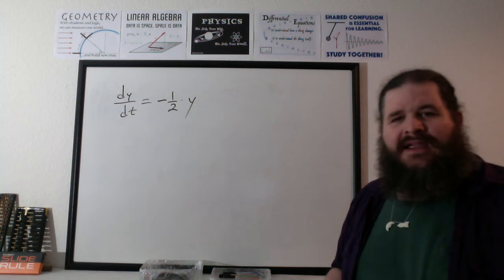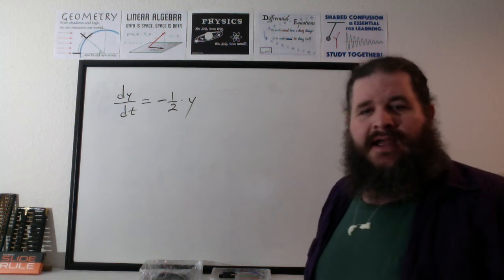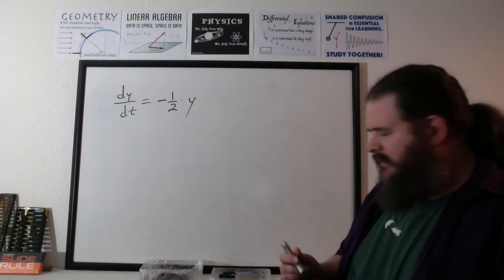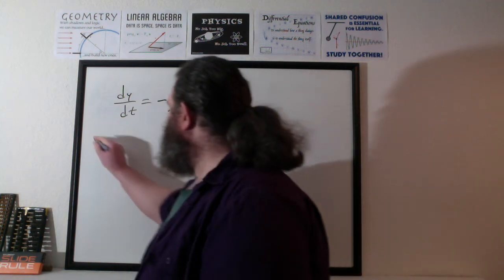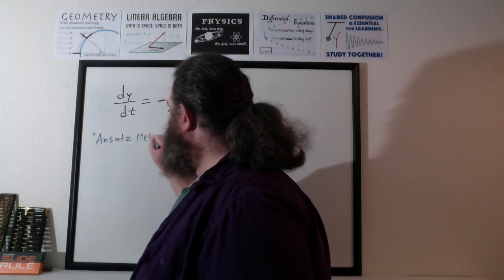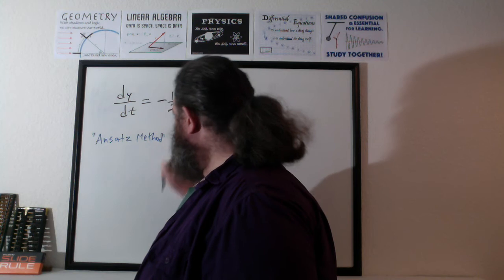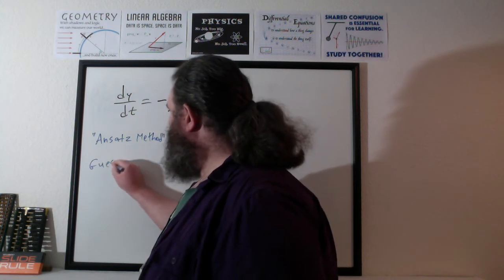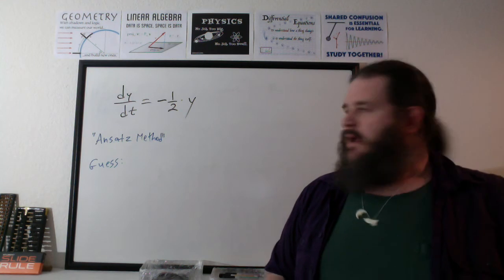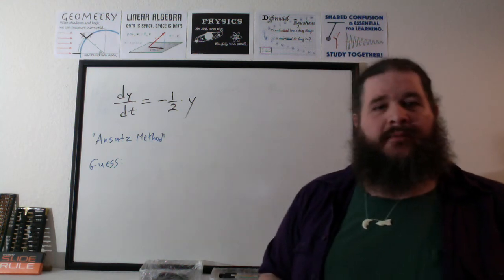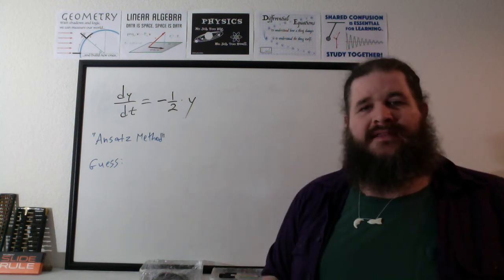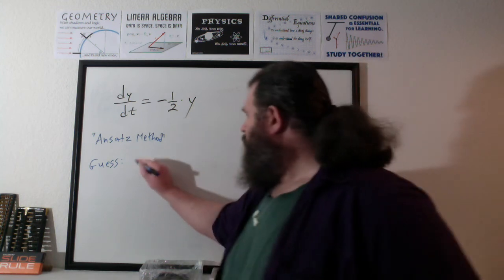One way is by making a reasonable guess and see if you can get the guess to work. This is often called the ansatz method. You make a reasonable guess, usually with some variables, and then check if the guess works. In this case, this is very similar to the y prime equals y that we were looking at earlier, with this one modification. So we might be able to make the guess that something similar is going to work.